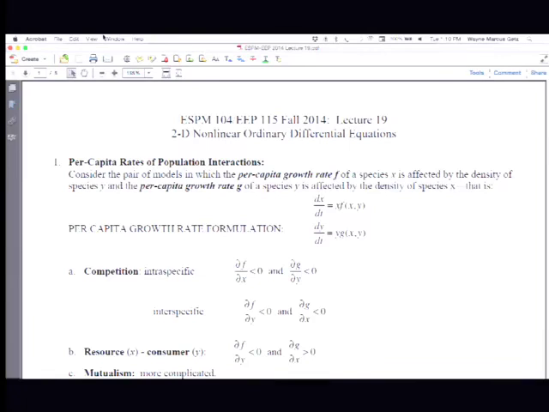Can anybody think of how mutualism can arise? So how might that arise?